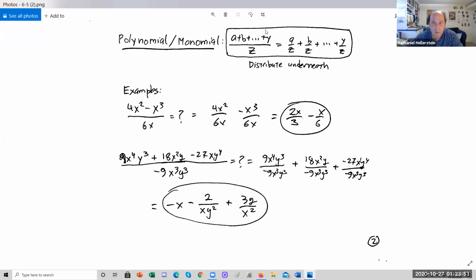Now, if you have a many-term expression divided by a single term, then you basically distribute: a over z plus b over z plus c over z all the way up to y over z. So it's a form of distribution. So for example, 4x squared minus x cubed divided by 6x. We'll take each of these terms in the numerator and divide by 6x. So 4x squared over 6x minus x cubed over 6x. After some cancellation, 4 over 6 is 2/3, x squared over x is x, x cubed over x is x squared, is, oh dear, this is an x squared.